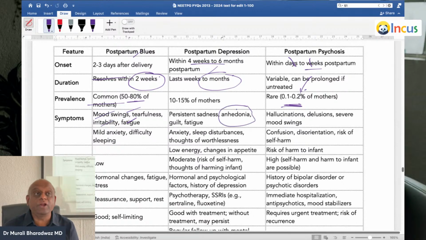Whereas depression may have anhedonia. What is anhedonia? The world is ending. Body is becoming zero. I am becoming a hollow man. Such feelings are anhedonia, and guilt. Guilt is the feeling of depression.